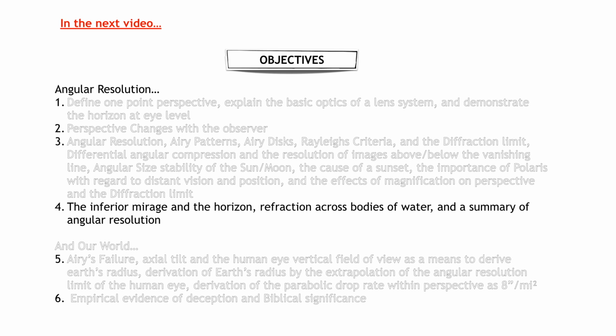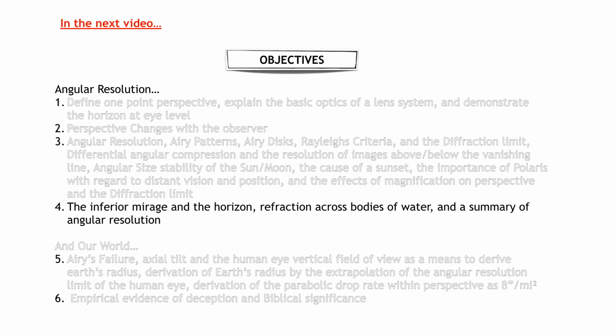So these were the objectives. And so hopefully we discussed angular resolution, Airy patterns, Airy disks, Rayleigh's criterion, diffraction limit, the differential angular compression and resolution of images above and below the vanishing line, angular size, stability of the sun and moon, the cause of a sunset, the importance of Polaris with regard to distant vision and position, and we will cover that in more detail in part 5, and the effects of magnification on perspective.